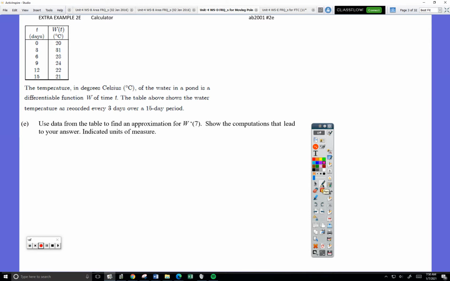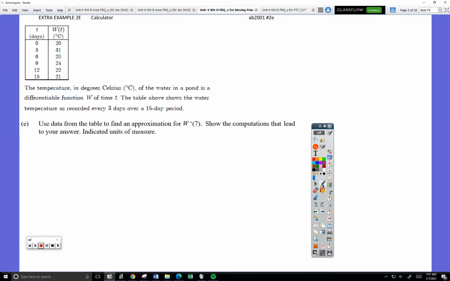Okay, so I jumped right to the first problem in the packet that's labeled as an extra example. If you turn the page, I think it's on the second page. It says extra example 2E. The ones labeled as extra examples, FRQs, are a little harder to type up answers for, so there's no answer in the back for them. We'll try to get all of those completed during class so that we can check them together.